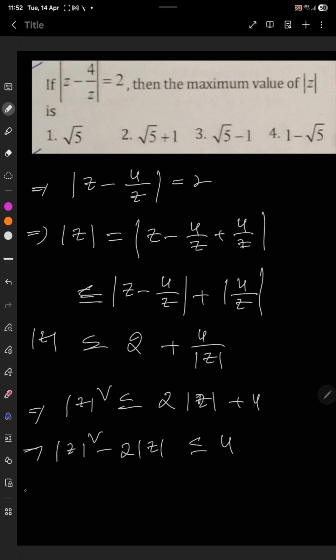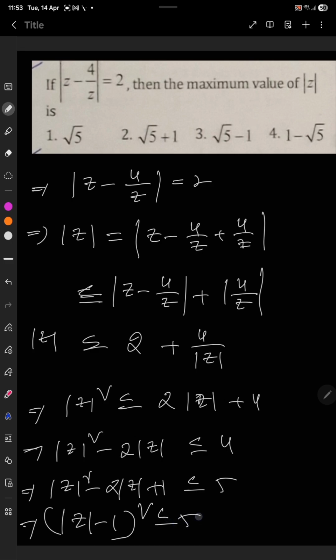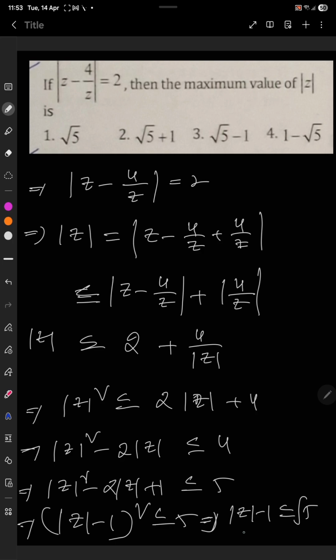By adding 1 on both sides, mod z square minus 2 mod z plus 1 is less than or equal to 5. So this is in the form a square minus 2ab plus b square. So mod of z minus 1 whole square is less than or equal to 5, and that implies mod of z minus 1 is less than or equal to root 5, and finally therefore mod z is less than or equal to root 5 plus 1. So the maximum value of mod z is root 5 plus 1, second option.